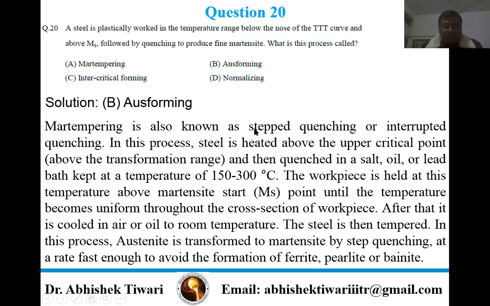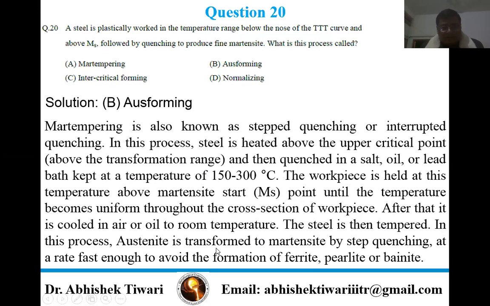Martempering is also known as stepped quenching or interrupted quenching. In this process, steel is heated above the upper critical point, above the transformation range, and then quenched in a salt, oil, or lead bath kept at a temperature of 150 to 300 degrees centigrade. The workpiece is held at this temperature above the martensite start Ms point until temperature becomes uniform throughout the cross section of the workpiece. After that, it is cooled in air or oil to room temperature. The steel is then tempered.